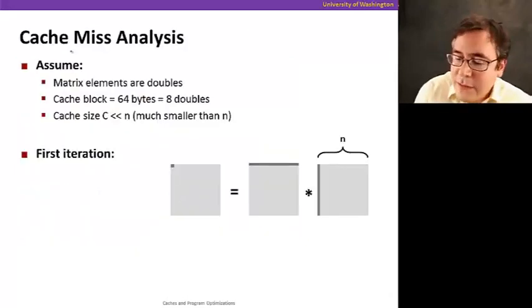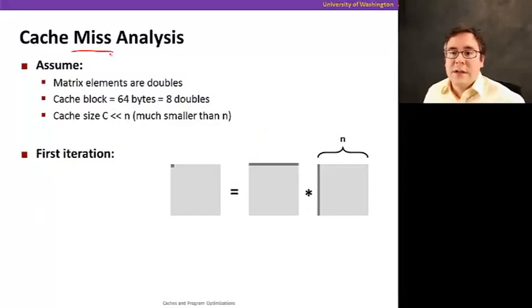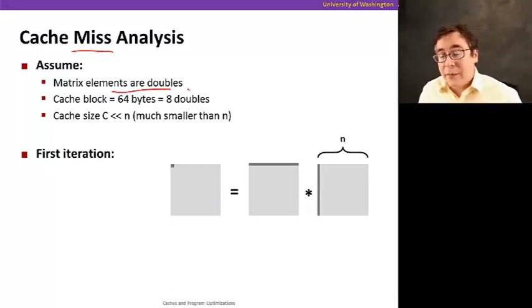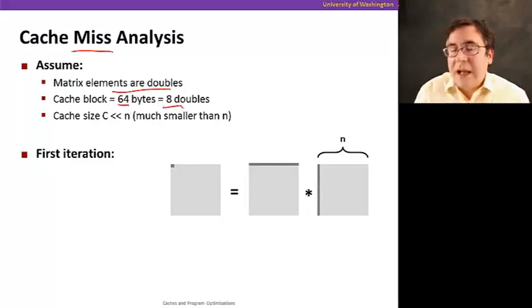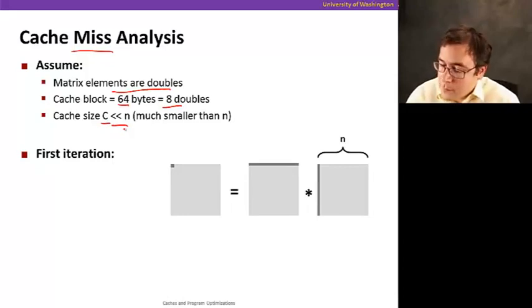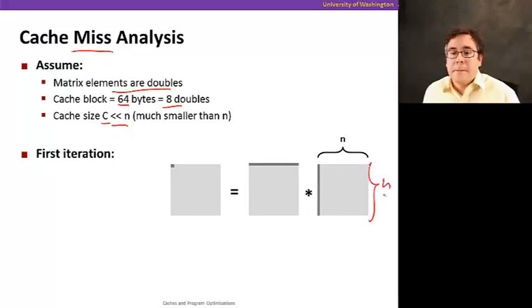Now let's do a cache miss analysis of this matrix multiplication. We are going to assume that matrix elements are doubles, so they take 8 bytes. If our cache block is 64 bytes, each cache block holds 8 doubles. Let's also say that our cache size, capital C, is much smaller than n, which is the dimension of our n by n matrix.